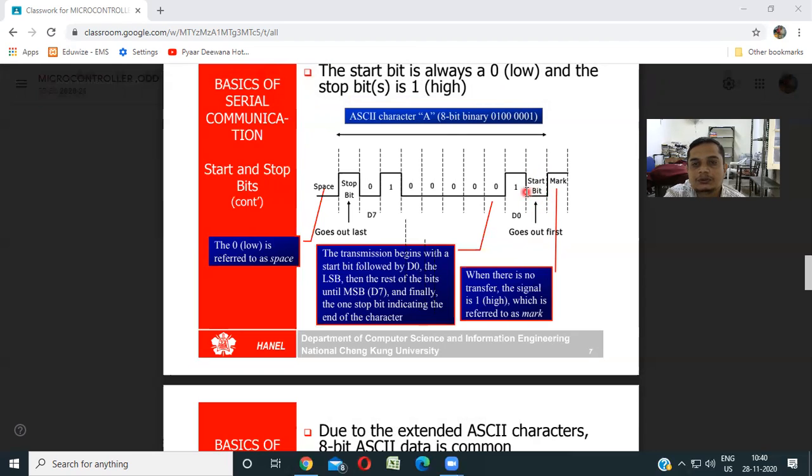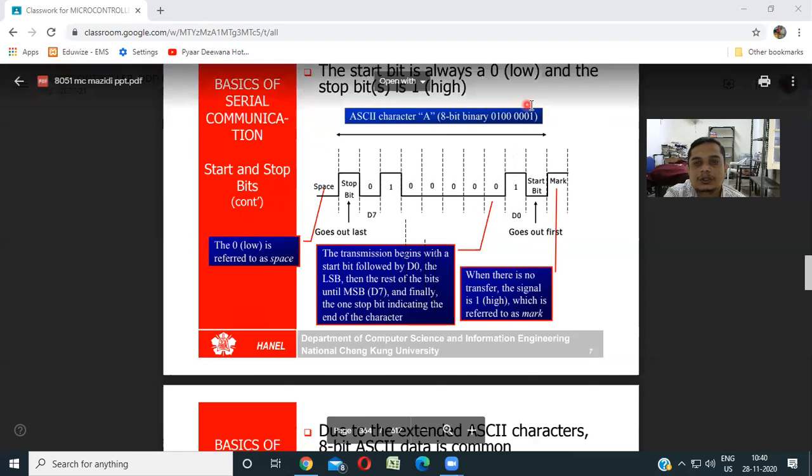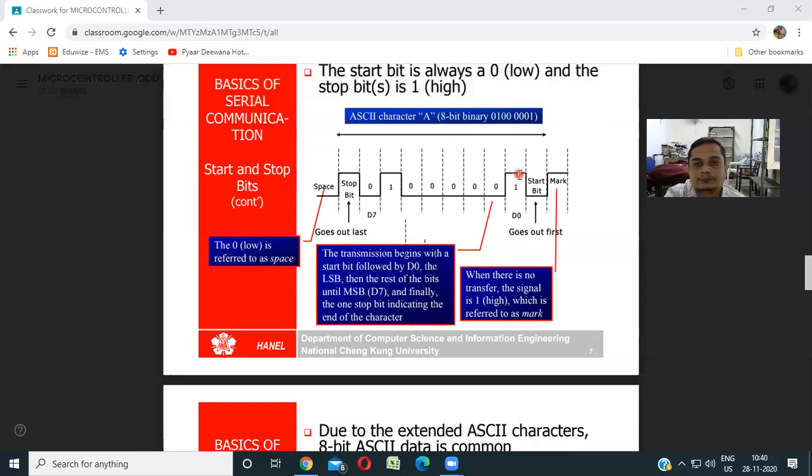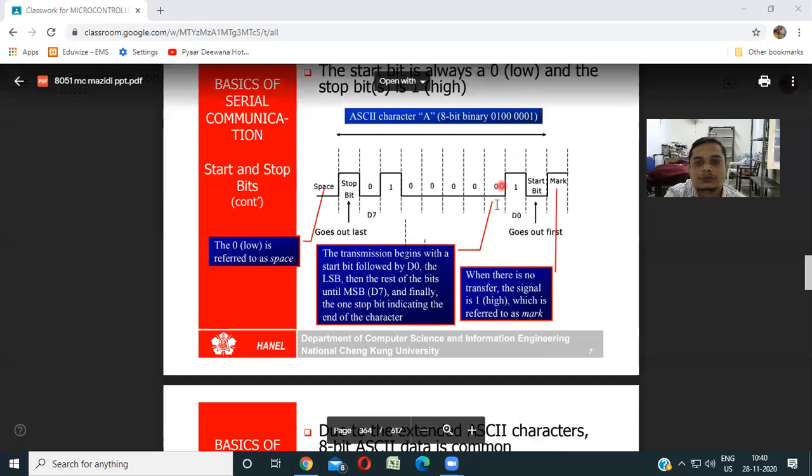Here you can observe this is the 0 or low. This is the 0, then D0, 0 here. This is the 1. This 1 is indicated by the high pulse. High. Then all are 0. This is the 0, 0, 0, 0, 0.